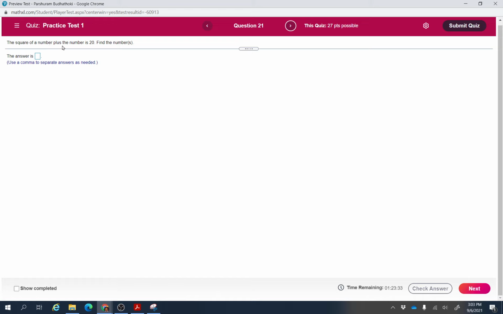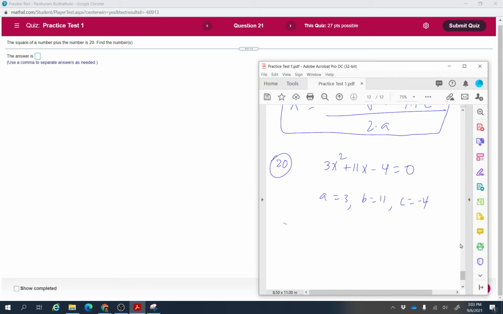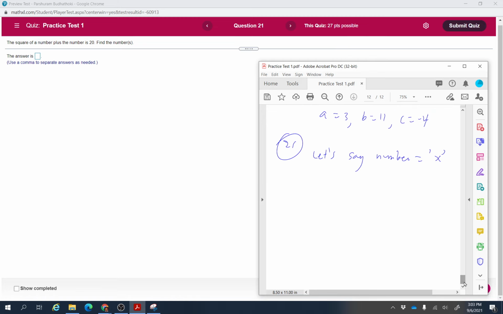The square of a number plus the number is 20. Find the numbers. So this is problem 21. First of all, let's say x is the number. So this problem is the square of the number plus the number is 20. The square of the number is x squared, the number itself is x. The sum of these two is 20.